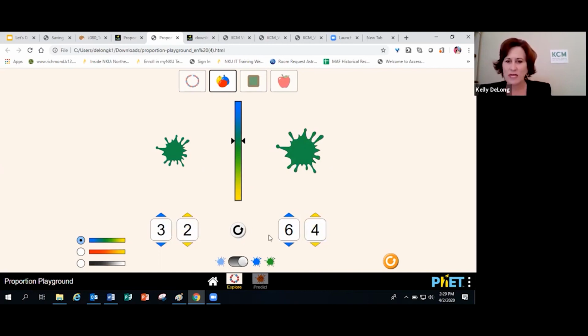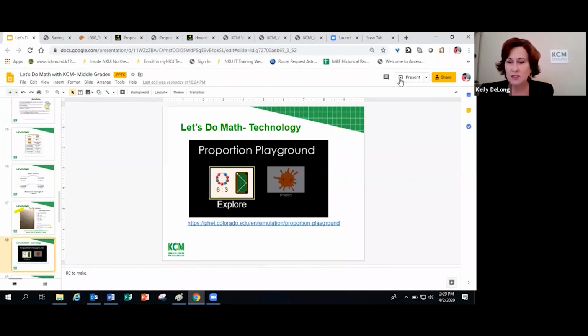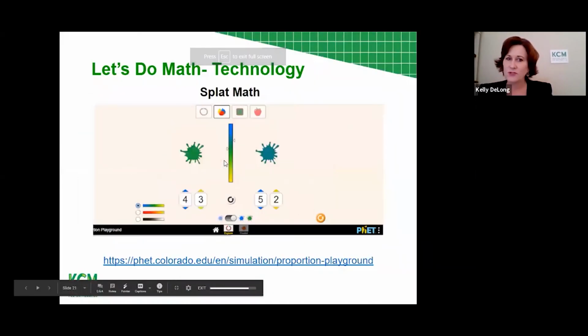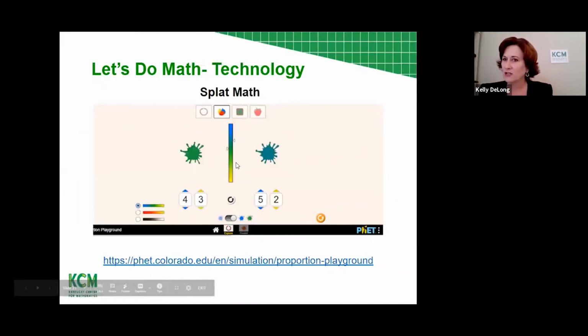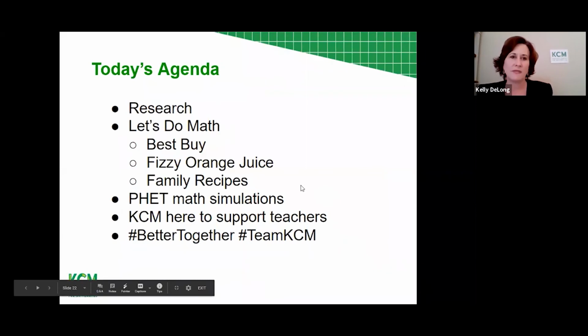So again, happens to be a really good simulation, and something that I really enjoyed using with the students. So I'm going to go back to my presentation and just tell you that that's the technology integration that I think your students will enjoy. The link to the PhET Colorado EDU simulation is called Proportional Playground, but there is so much more at that very same site. So today on my agenda, I wanted us to talk a little bit about research.